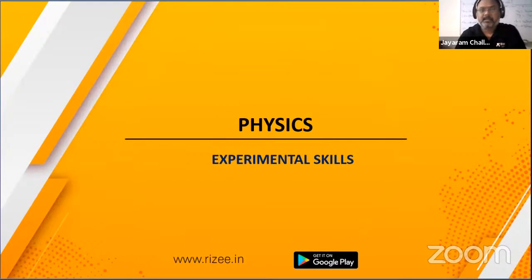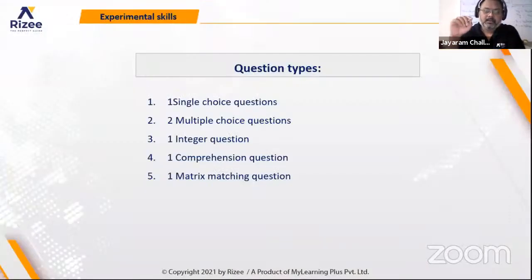Particularly on the experimental skills, we can expect one question definitely in the advanced, whether in paper one or in paper two, on this experimental skills. And the different experiments will be concerned with the first year and the second year.